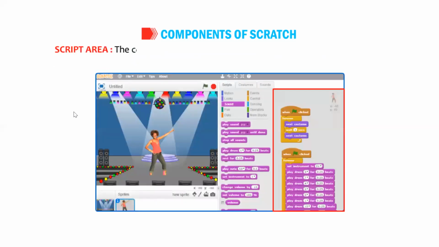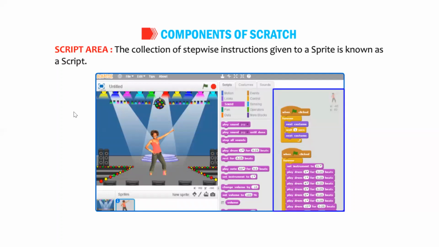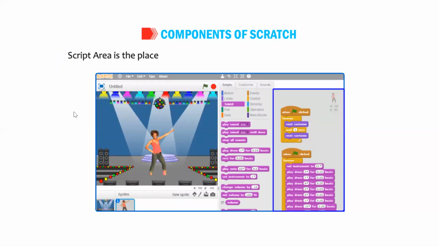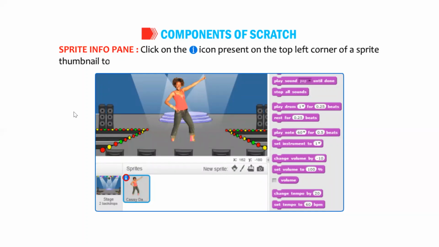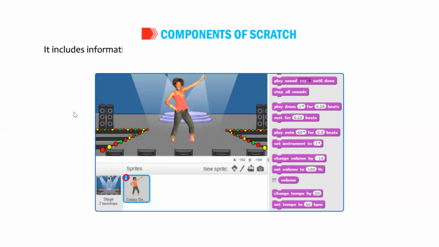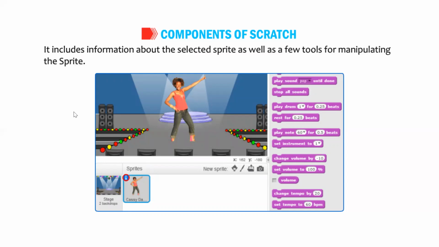Script area. The collection of stepwise instructions given to a sprite is known as script. Script area is the place where we pick and drop the blocks to create a script. Sprite info pane. Click on the icon present on the top left corner of a sprite thumbnail to display the sprite info pane. It includes information about the selected sprite as well as a few tools for manipulating the sprite.